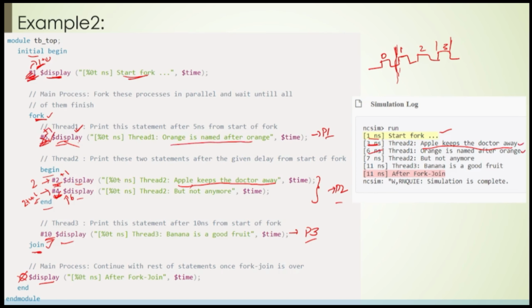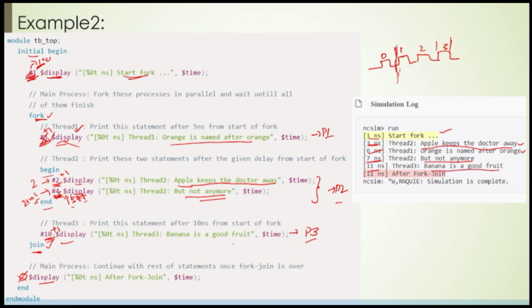Hope you got my point. Then comes this display, which is at 6, so 6 plus 1, at 7 nanoseconds, but not anymore, is executed. Clear? Now coming to the last display, which is 10 time units. So 10 plus 1, obviously at 11.